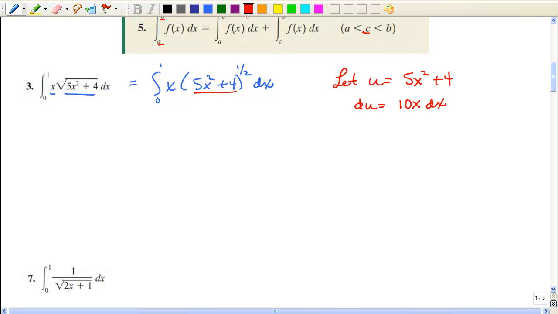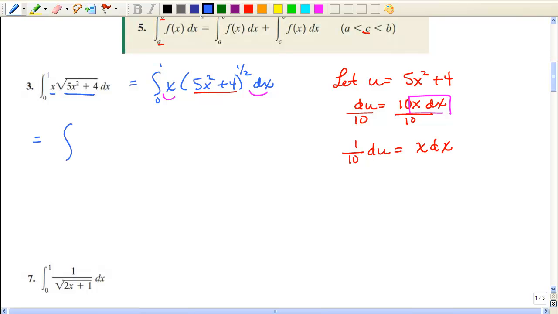Now this is where you compare what you have and what you need. So let's come over here. I have x dx, which would be just this part. So I really need to get rid of that 10. I can do that as long as it's a constant. So 1/10 du equals x dx. So let's see if I can make that substitution.